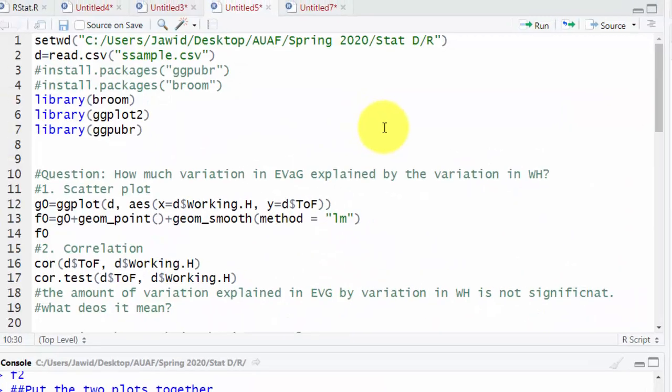Okay, now let's see how we can implement those discussions which we had in the lecture note in R. First of all, I go ahead and specify my working directory, then call my dataset. Remember that for today's lecture, we need two packages, namely ggpubr and broom.